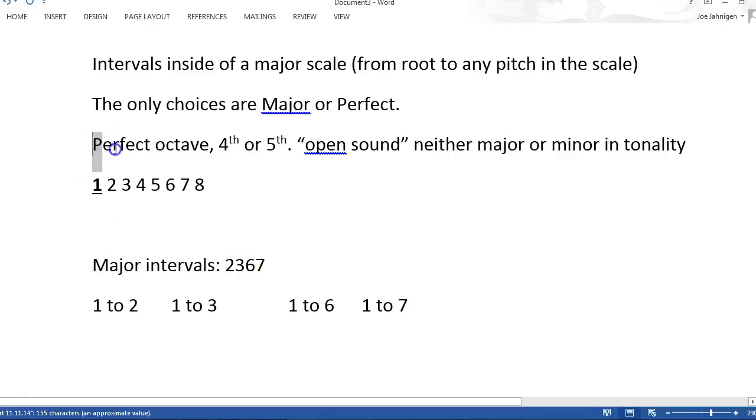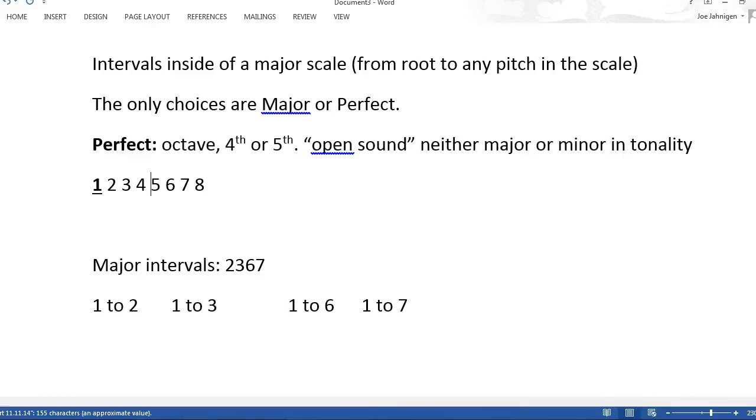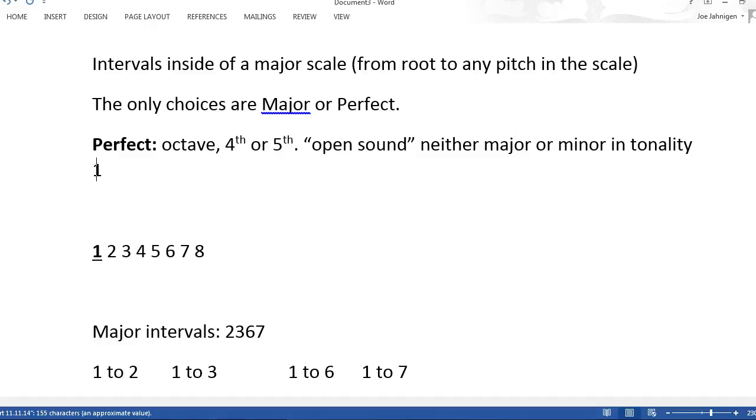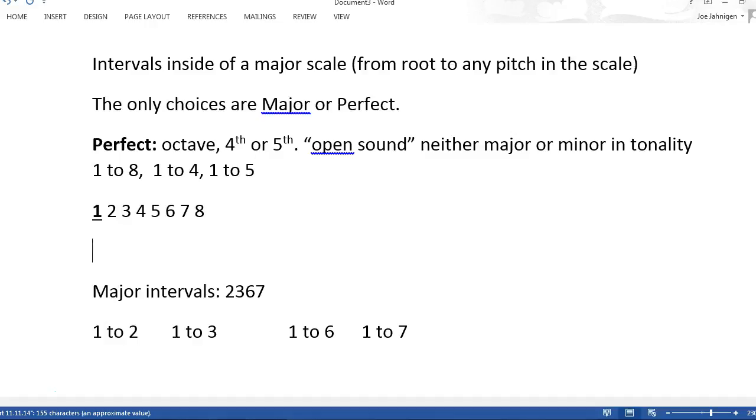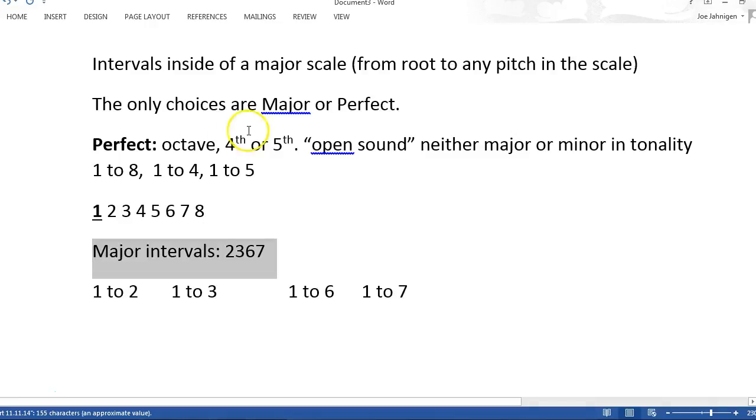So one more time, the perfect intervals are octave, perfect fourth, perfect fifth. And those again are from 1 to the note. So perfect octave would be 1 to 8, perfect fourth would be 1 to 4, and the perfect fifth would be 1 to 5. And then your major intervals are 2, 3, 6, and 7. Alright, that's the first part of this. If you don't understand that, stop, rewind, take some notes, watch it again. If you do understand it, let's go on.